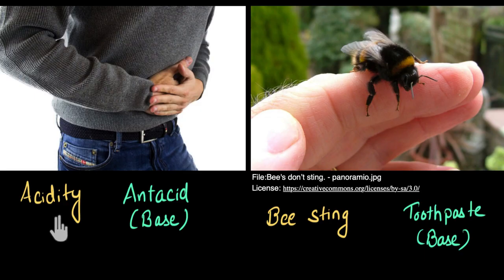When you have acidity, there is an excess of acid built up in your stomach. And when you take an antacid, or a base, the acid and the base cancel each other's effect out, and that's why you get relief.